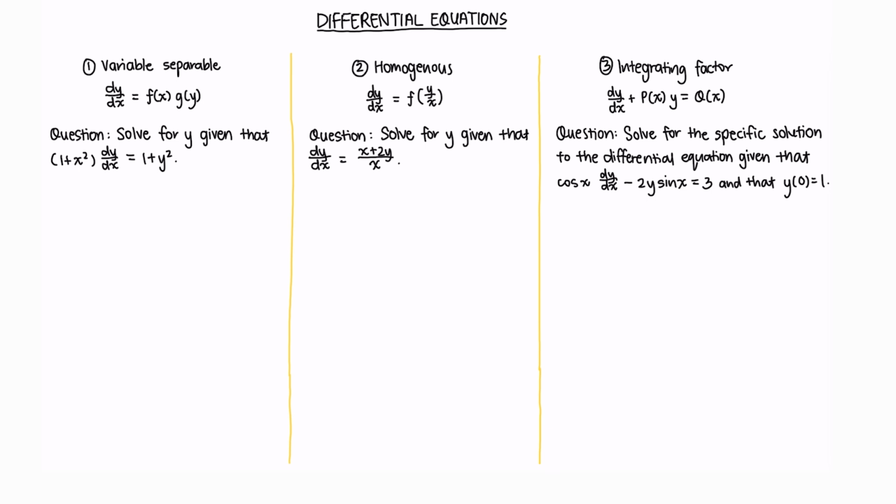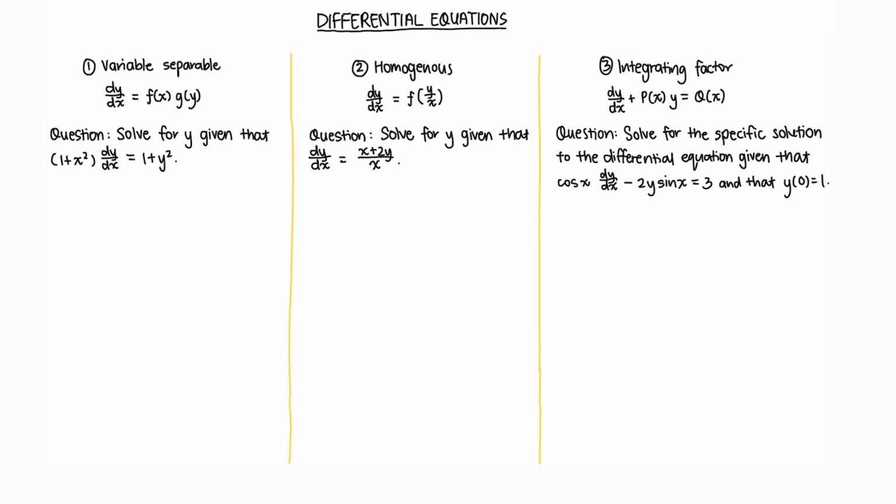The first one is to solve variable separable differential equations. This means that the variables can be separated from each other. Usually, it will be in this form: dy over dx equals f(x) times g(y). So if you look at this question, they ask us to solve for y given that 1 plus x squared times dy over dx equals 1 plus y squared.